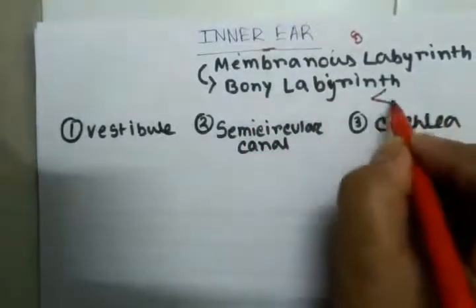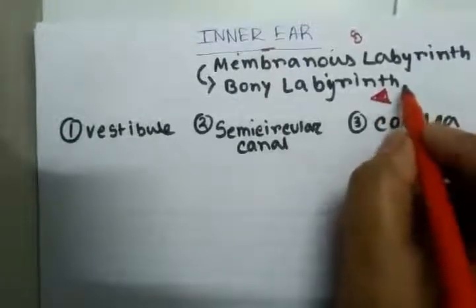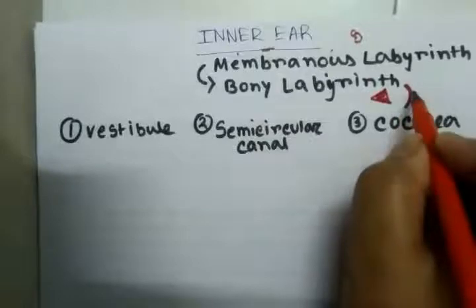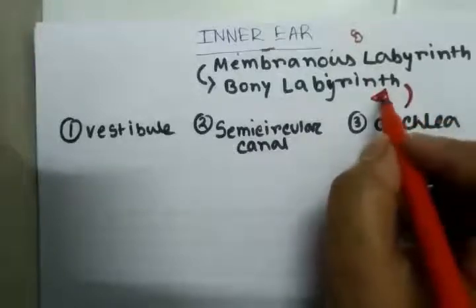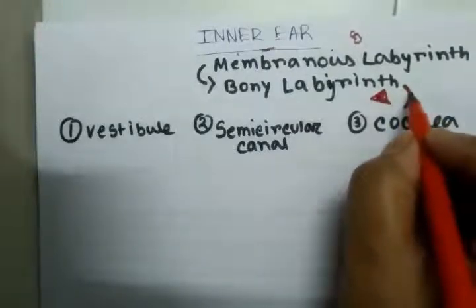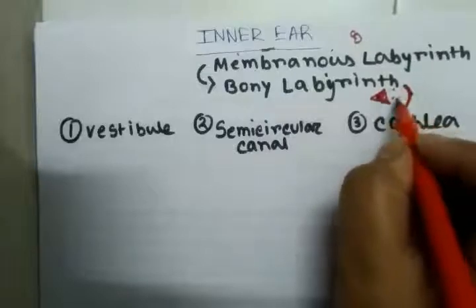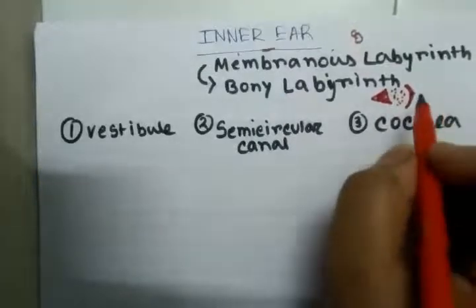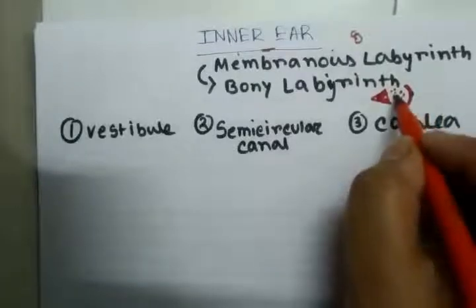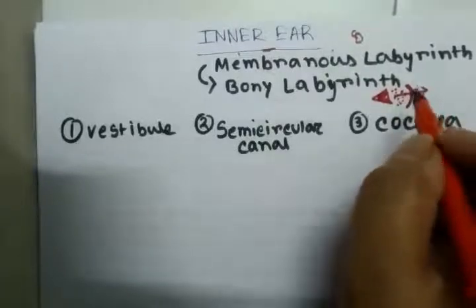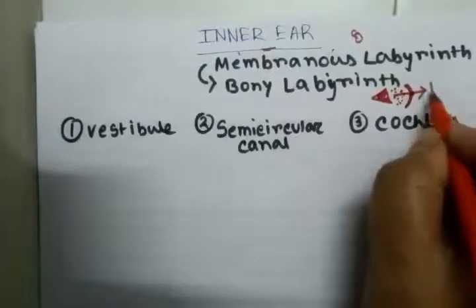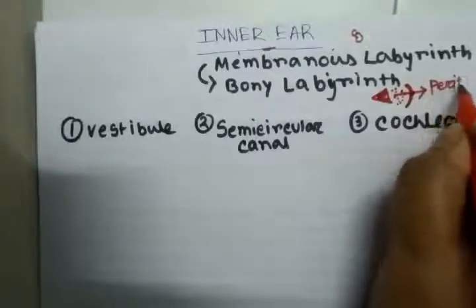Say this is the membranous labyrinth, and here is a bony structure, that is the bony labyrinth, and in between the membranous and the bony labyrinth there is a fluid present which is much more similar to the cerebrospinal fluid, and this fluid is known as perilymphatic fluid or perilymph.